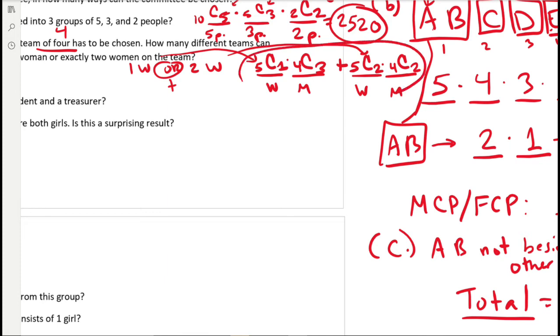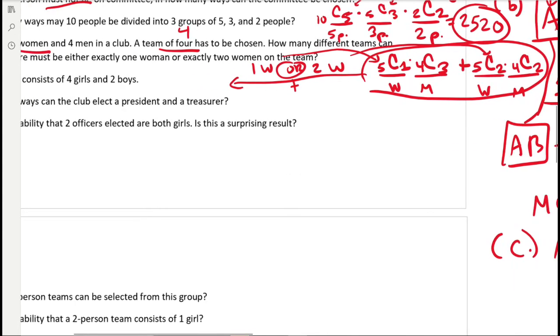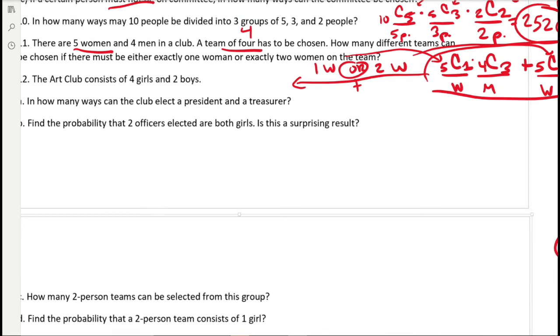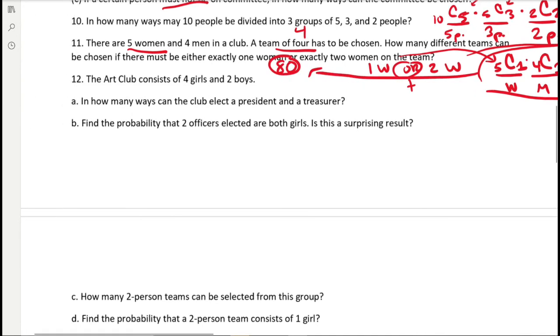If you did all of this, I'll write the final answer here. You're going to get 80 possibilities. So the answer to number 11 is 80.